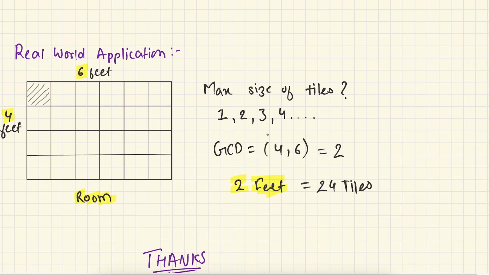So if you calculate the GCD of 4 and 6, it comes out to be 2. It means the maximum size of tile you need to tile the room is 2 feet. It means you need a tile of size 2 feet by 2 feet to fill the whole room. And how many tiles do you need? You need a total of 24 tiles because the size of the room is 6 by 4, that is 24 square feet. So you need 24 tiles of 2 feet to fill the room. So this is how Euclid's algorithm helps us to solve our problem.